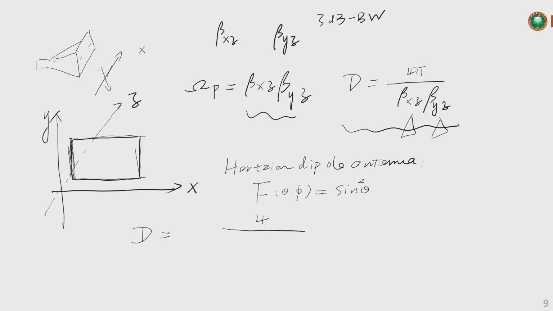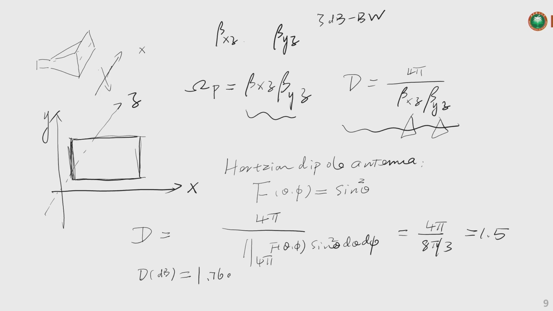It becomes 4 pi over omega p, right? Omega p equals the integration of 4 pi f of theta and phi, where f is sin theta squared, over d omega. And finally, it can be calculated as 4 pi over 8 pi divided by 3, and it equals 1.5. D equals 1.5. This is in linear scale. If in decibel scale, it equals 1.76 dB. So this is its directivity.